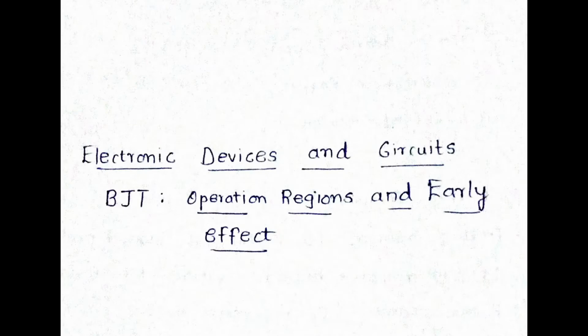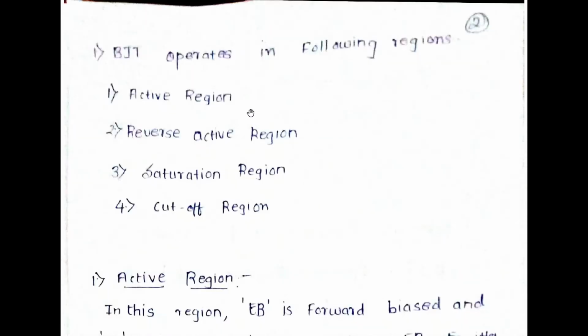So the next topic that we'll be covering in electronic devices and circuits is going to be BJT operation regions and early effect. So in this class we'll be talking about operation regions, in which we'll be covering active region, reverse active region, saturation region and cutoff region. We'll be understanding what we mean by these regions.